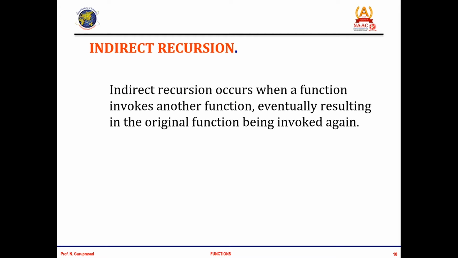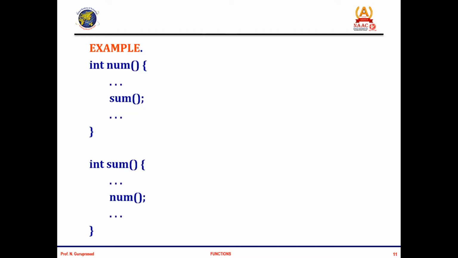Let us move into indirect recursion. Indirect recursion occurs when a function invokes another function, eventually resulting in the original function being invoked again. Have a look at this.